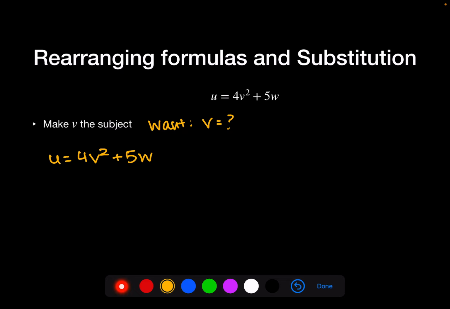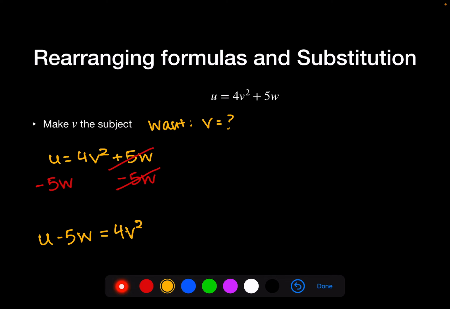So we have u is equal to 4v squared plus 5w. So you just want to isolate the v term by itself now. We can start off by subtracting 5w on both sides. So we minus 5w and then minus 5w. On the right hand side, you're adding 5w and then subtracting 5w, so that cancels out. On the left hand side, you are left with u minus 5w. There's no cancellation here because they aren't like terms. And that's equal to 4v squared.